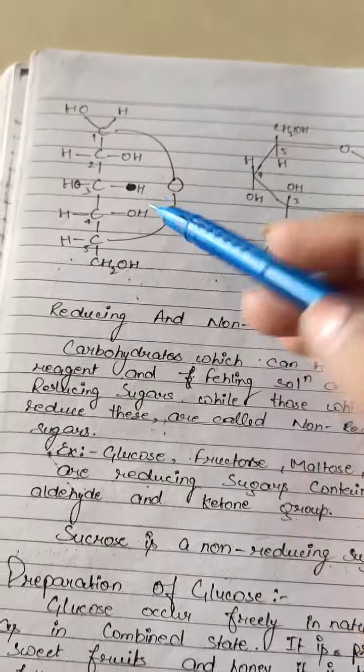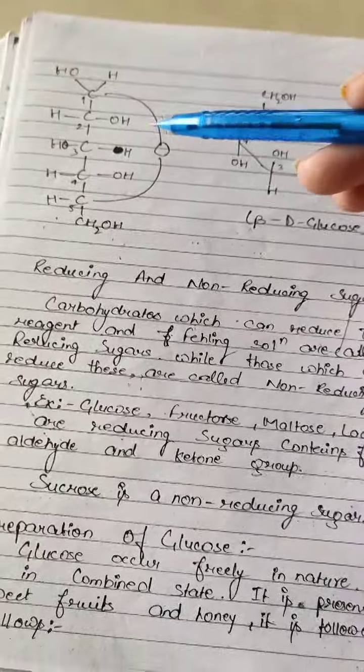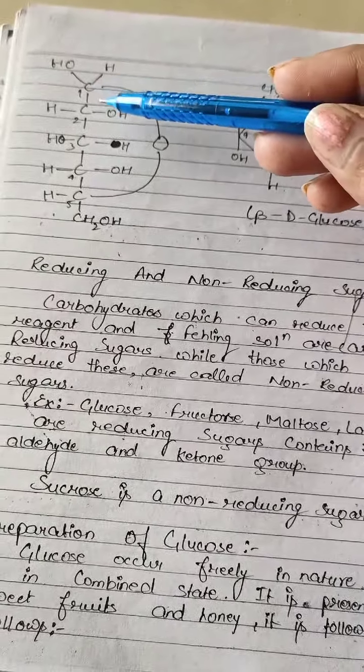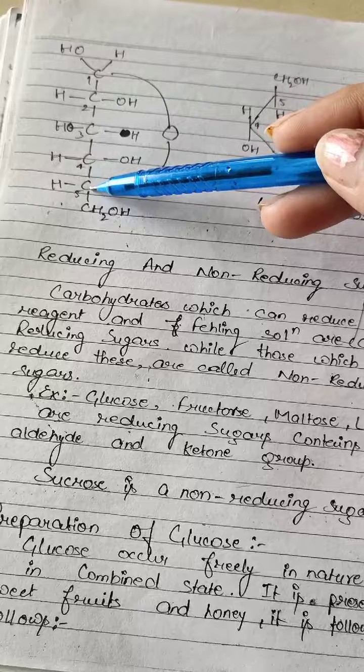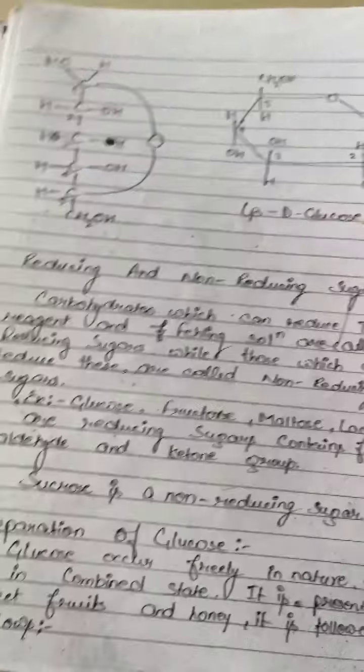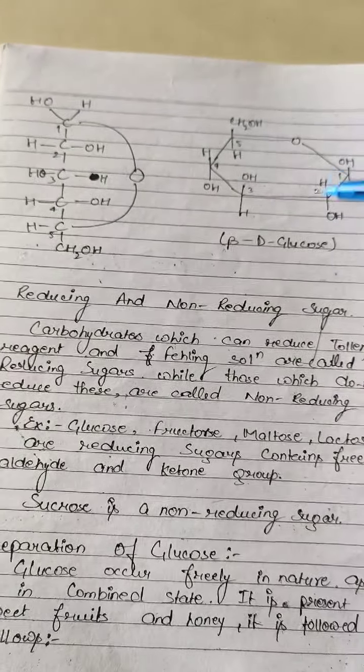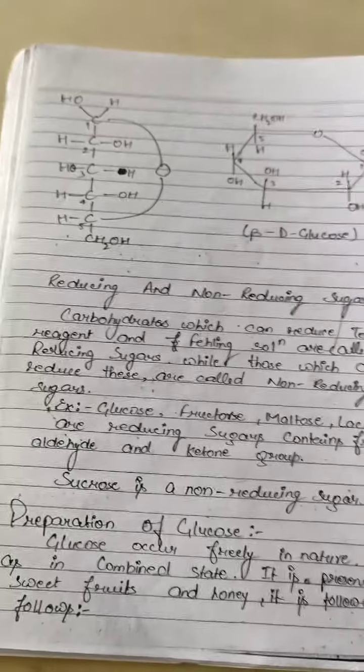After this, next we are using here C 1, 2, 3, 4, 5, C. Again the same structure formation. The benzene formation takes place like this, beta D glucose.